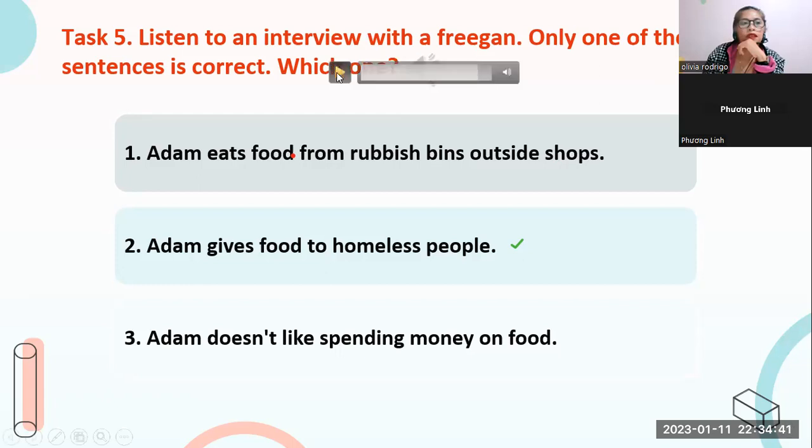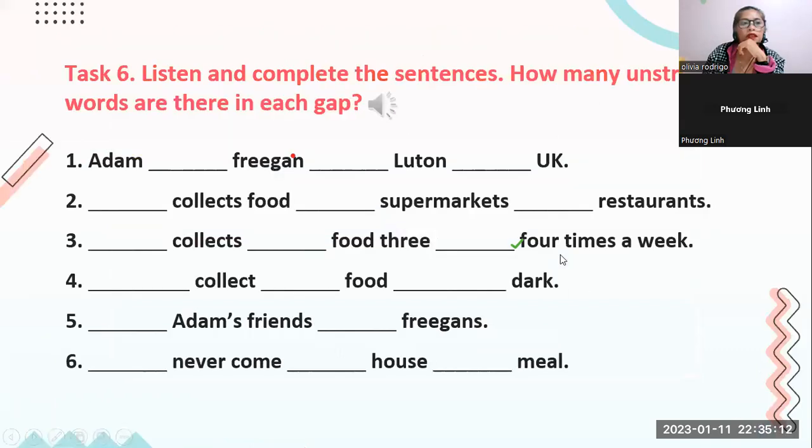Okay, so they said that if you waste food, you're wasting money and you're wasting resources. So, as we told you, there are three sentences here, but there's only one correct. Adam gives food to the homeless people, the people who don't have houses. Now, you listen, Lihn, and please complete the sentences. Okay, this is the example.